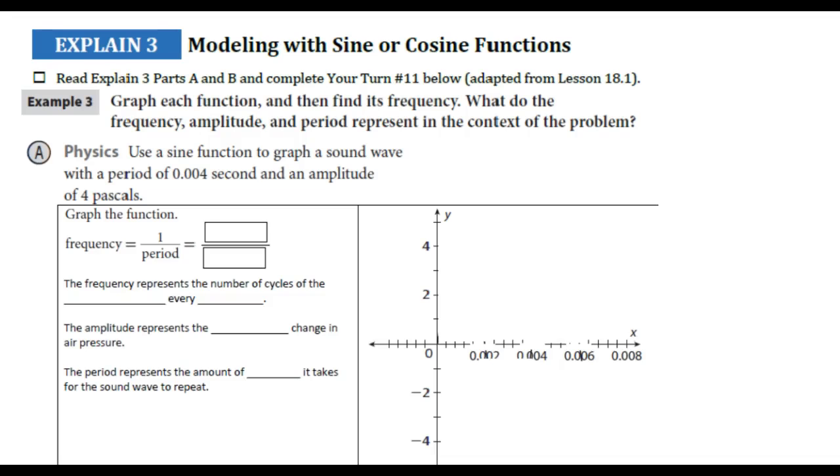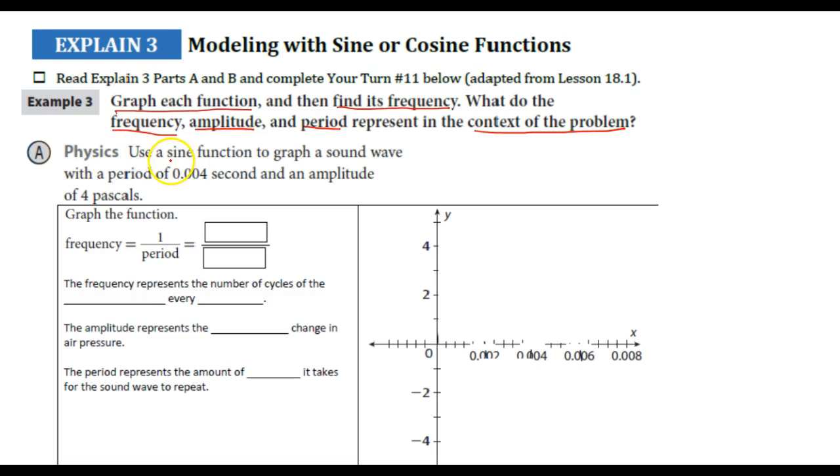Alright, welcome back to Explain 3 for 18.1, where we'll be going over modeling with sine and cosine functions with regards to word problems. So in example 3, they want us to graph each function. They want us to then find its frequency. And then they want us to tell what the frequency, amplitude, and period represent in the context of the problem. The first problem we're given is involving physics.